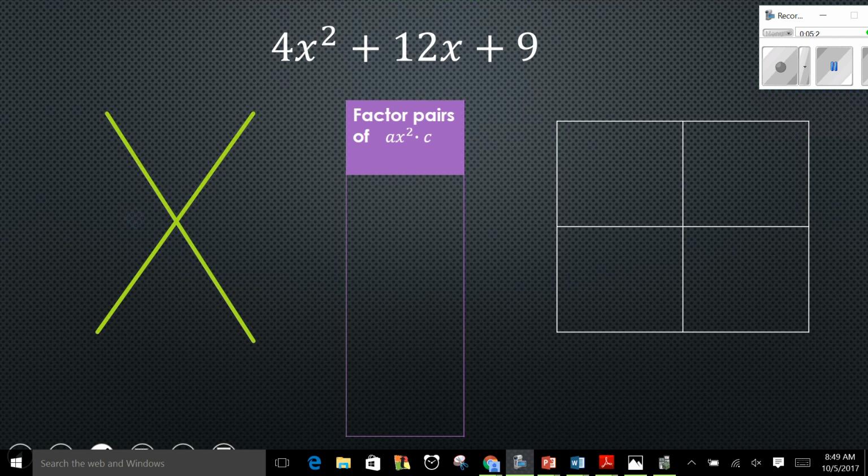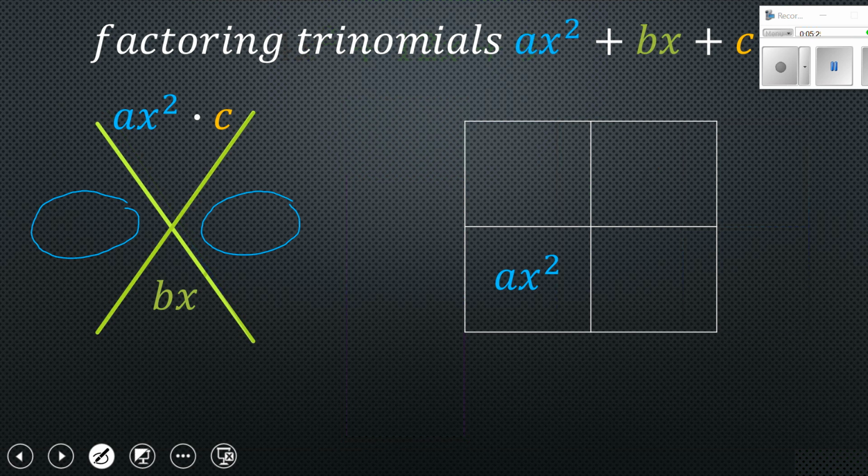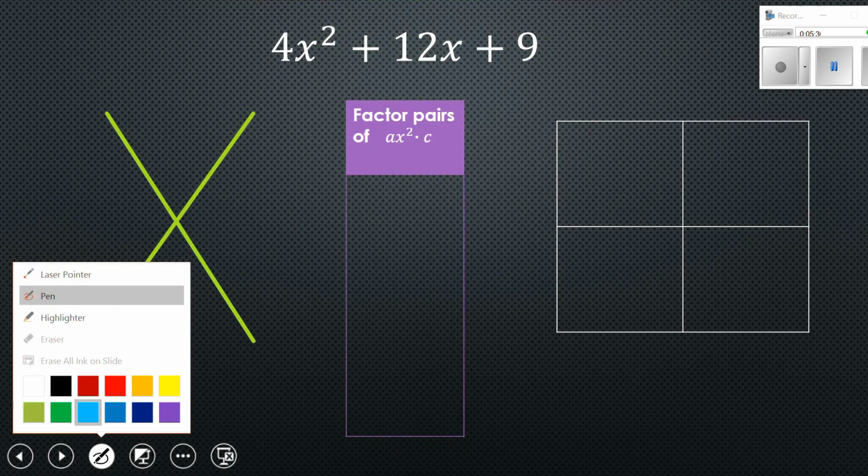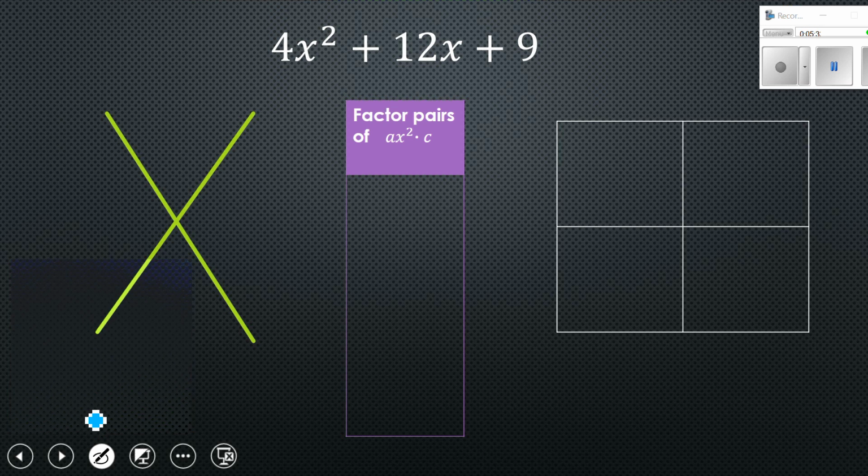Okay, so we have 4x squared plus 12x plus 9, and remember, we're going to set that equation equal to 0 before we get started. Sorry about that, I had a little technical difficulty. And what we're going to do is ax squared times c. So it's the first term times the last term. We're going to put that up top, 36x squared.